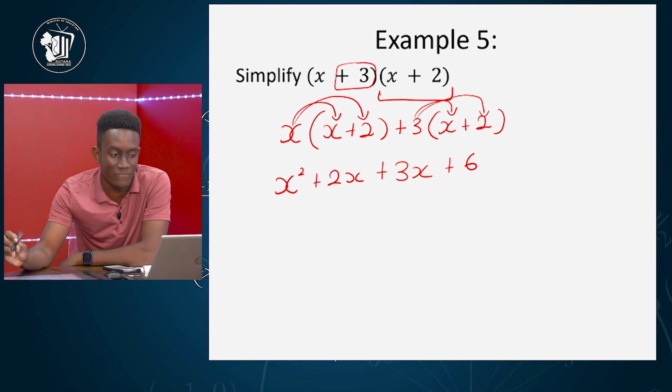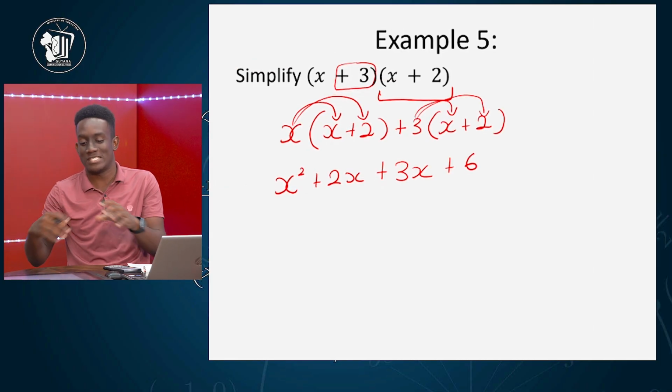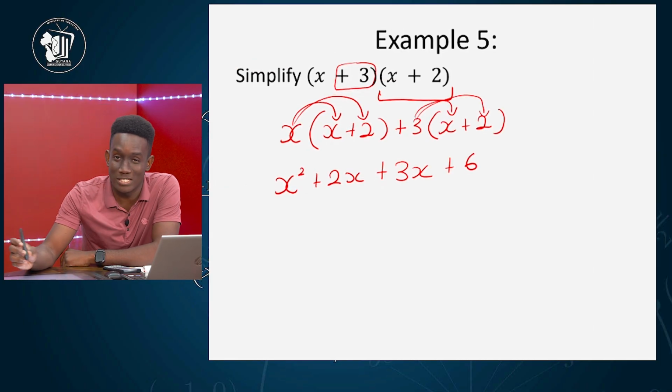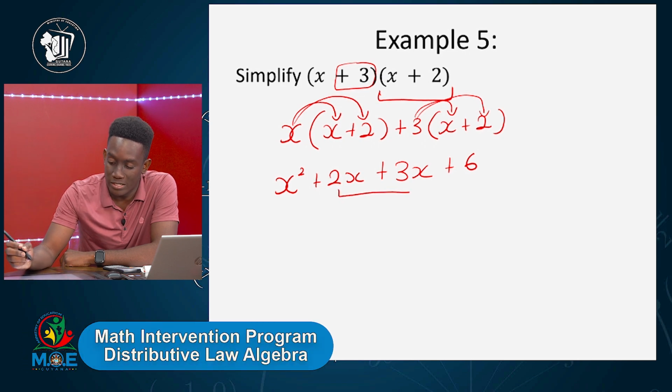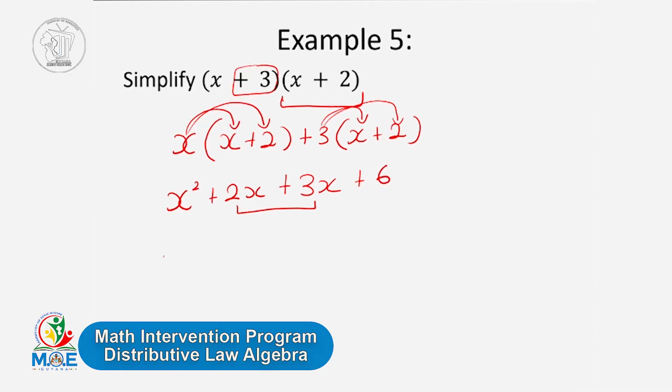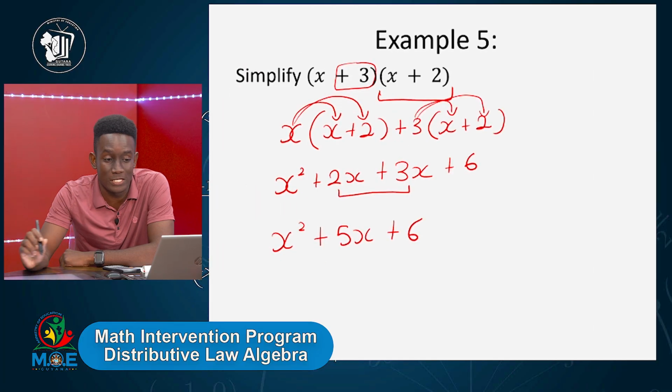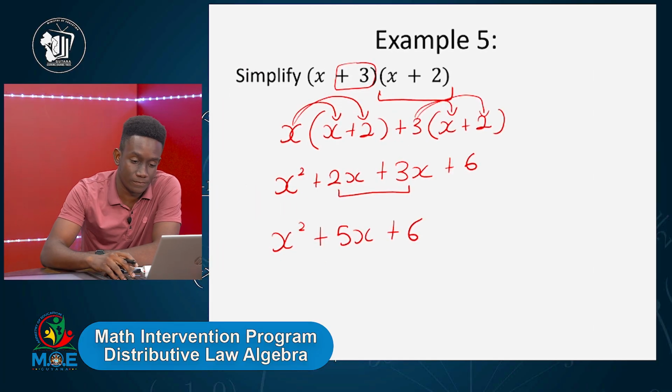And then I simplify. We cannot leave this as it is. We have to simplify further. So we see all the like terms and we simplify them. So we see you have these two terms that are like. So we'll have x squared, 2x plus 3x will give me 5x plus 6. And that is the answer when we simplify this.